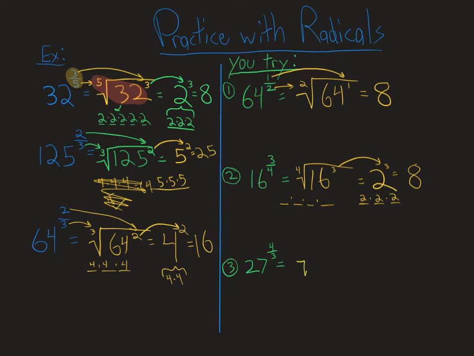All right, 27. Taking that to the third root and the fourth power. What times itself, 3 of them, is 27? That's going to be the number 3 raised to the fourth power.